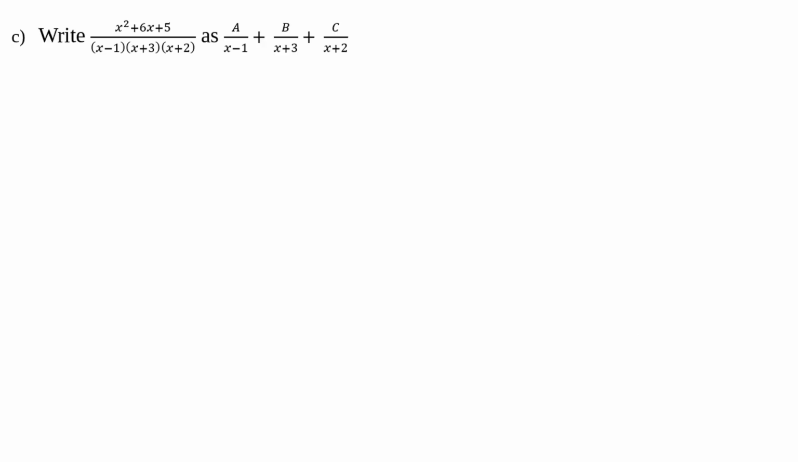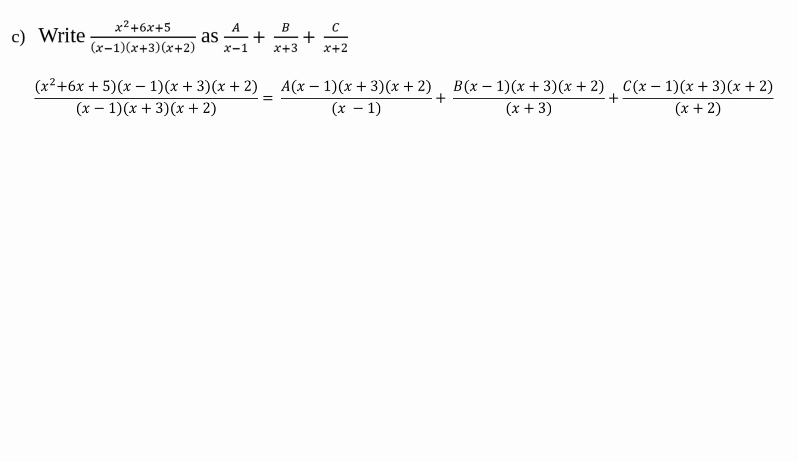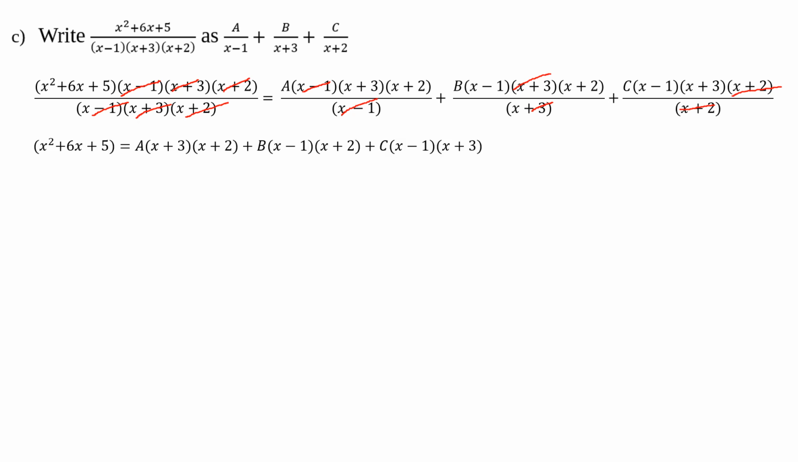So here we have three factors, which means we need to split up our expression into three different fractions. The actual multiplication out of this looks absolutely horrendous, but you are just cancelling things out at the end of the day. So everything on this left-hand side will cancel. Some things will cancel here, some things will cancel here, some things will cancel here, and you end up with a slightly nicer looking expression.